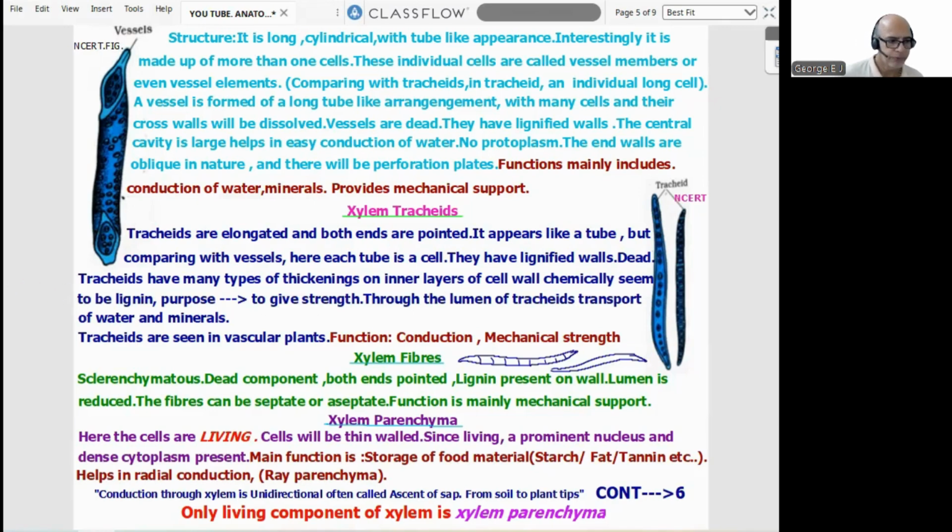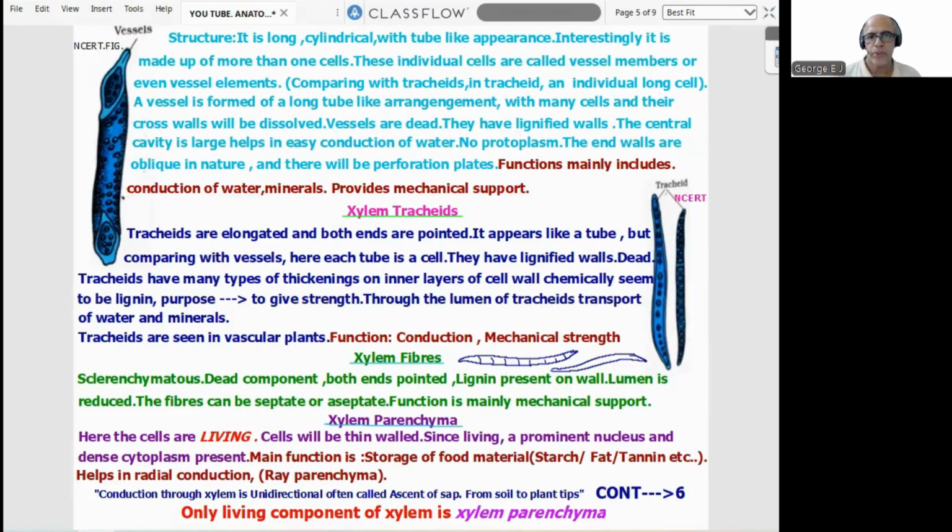Now comes the next area, the third one, xylem fibers. So the figure is given here. From the name itself, we can guess it is sclerenchymatous, a dead component. Both ends are pointed. Lignin is present on the wall, lumen is reduced, fibers can be septate. That is why here you can find a crossword. But here it is absence of septate or aseptate. Function is mainly mechanical support.